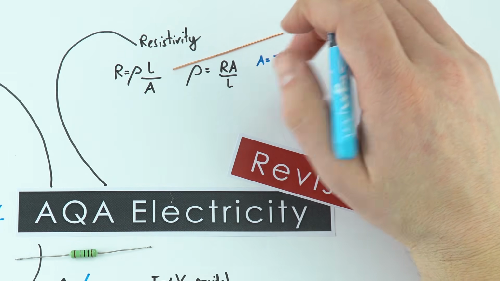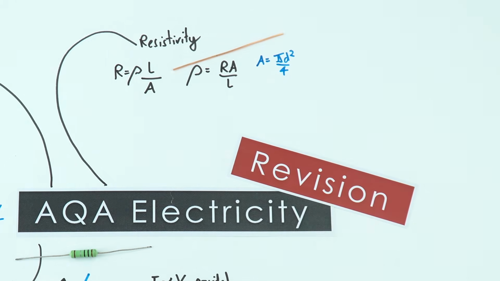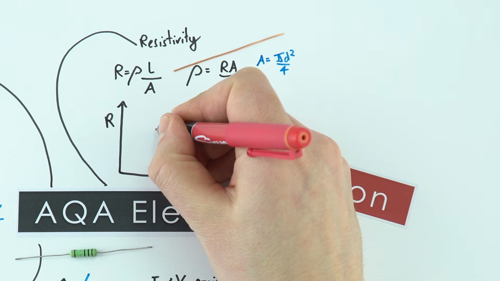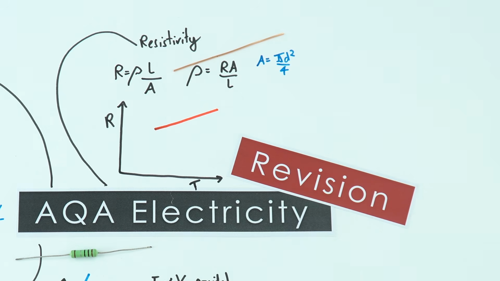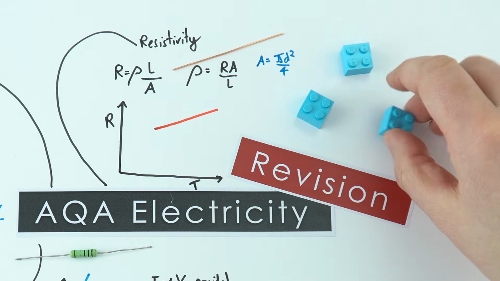Now this value of resistivity, just like the resistance, depends upon the temperature. If we were to look at a piece of wire like this, what we'd find is that as the temperature increases, the resistance also increases. So why is that? Well, it's due to the free electrons and the vibrating lattice inside.